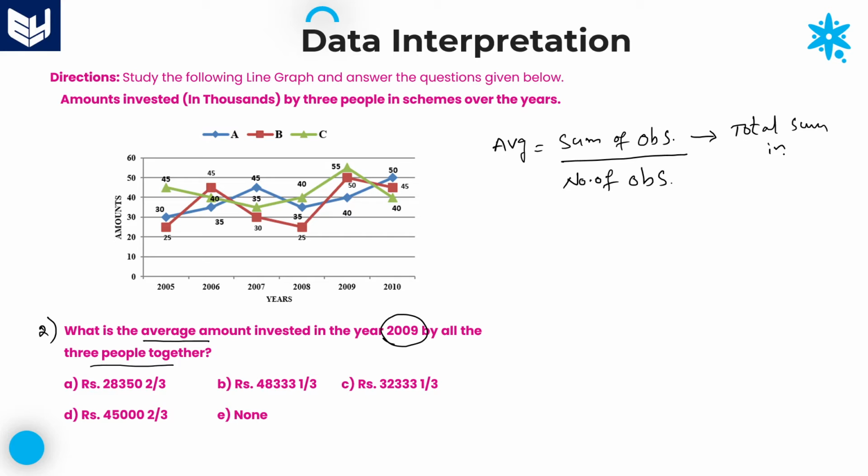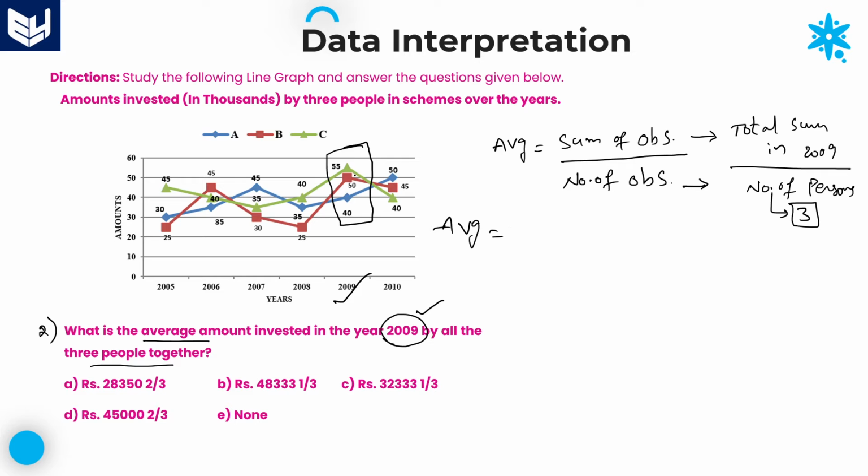In which year are we talking about? Here we are talking about 2009. Total sum in 2009 divided by number of observations, which is nothing but the number of persons that we are talking about. The number of persons we are talking about is 3. A, B, C, all three members, right? So the denominator value is 3. Now you just calculate the 2009 total value. All these three belong to 2009.